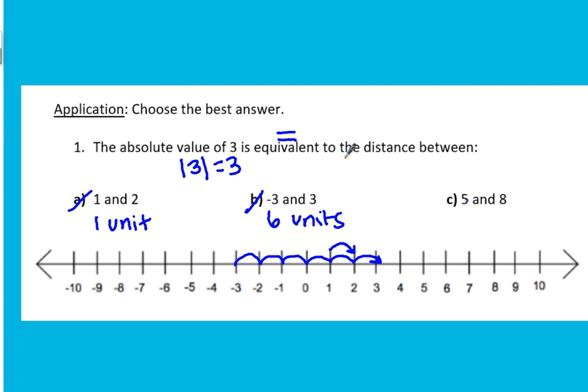In option C, it's saying the distance between 5 and 8. If we start at 5 and we go to 8, that's 1, 2, 3 spaces away from each other. And that looks true. So this is going to be read finally as the absolute value of 3 is equivalent to the distance between 5 and 8, which we know is 3 units, and that makes sense because we are looking for the absolute value of 3, which is equal to 3.